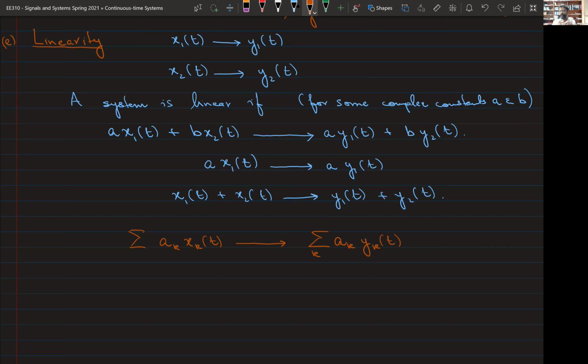Okay, so it does not have to be restricted to just two inputs. It could be more than two, 3, 4, all the way up to however many you want. So this is linearity. Let me give you some examples.